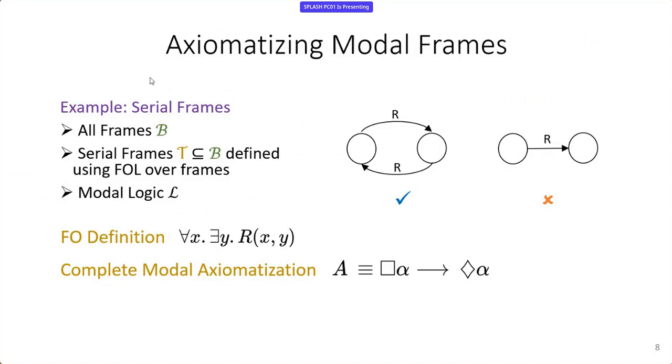This problem is studied in the area of correspondence theory, which studies a large number of these frame classes like serial frames, Euclidean frames, and famously reflexive transitive frames that are defined using first-order logic formulas, and it tries to axiomatize them using modal logic formulas. Expert logicians have worked on this, and you can in fact refer to our paper for citations to the literature about this problem.